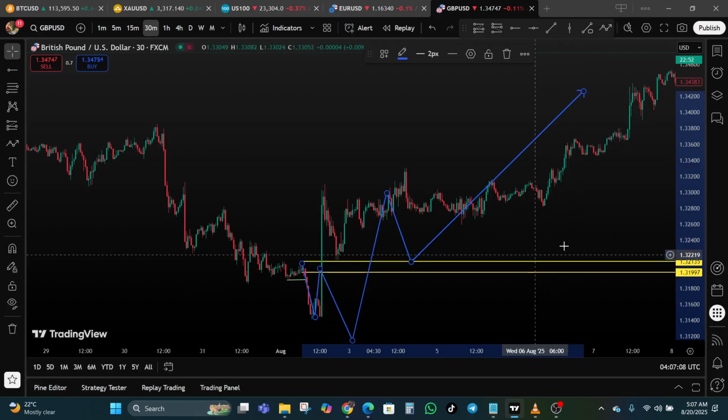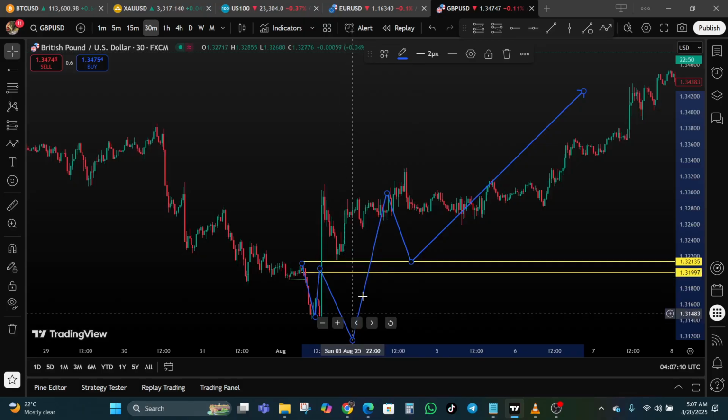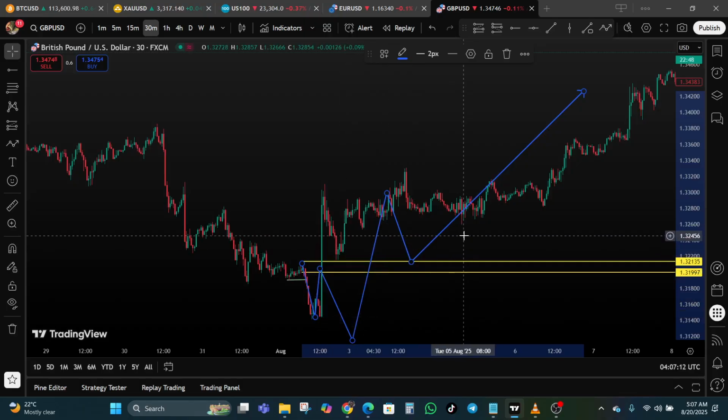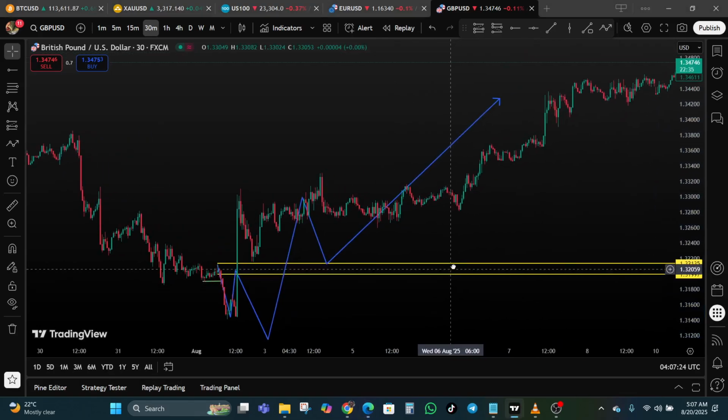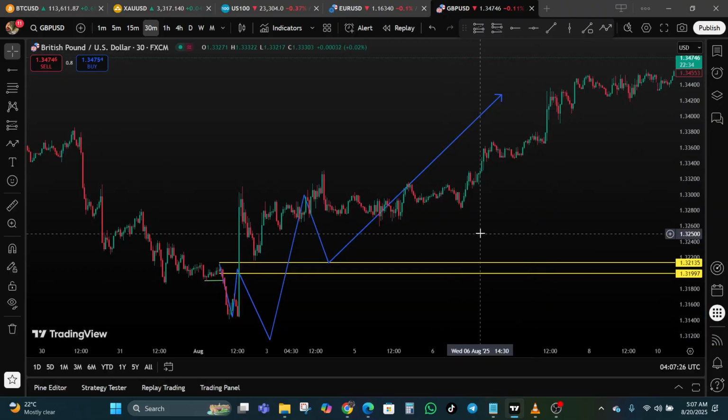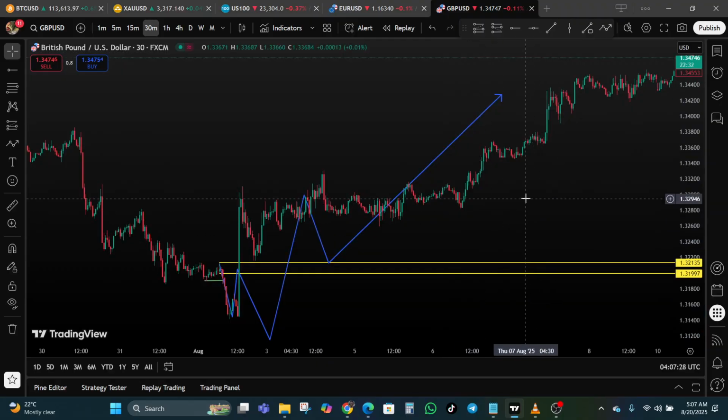Breaker blocks also work hand in hand with liquidity grabs. For example, the market might sweep equal highs or lows, invalidate the order block around that area, and then form a breaker block. This sequence shows you where liquidity was taken and where institutions plan to move next.